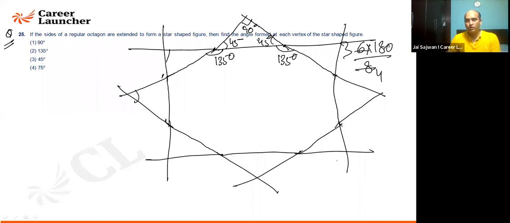I think I've already told you the sum of the interior angles of a polygon is n minus 2 into 180 degrees. Because it is regular, every side and every angle will be the same. For that reason, each angle comes out to be 135 degrees. Now these are extended sides, so I know they are straight lines. So this is 45, 45. So this angle comes out to be 90 degrees.